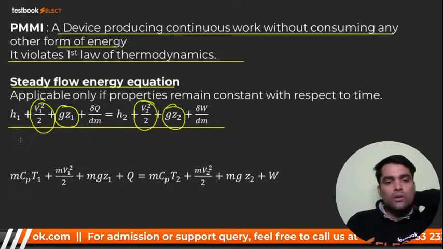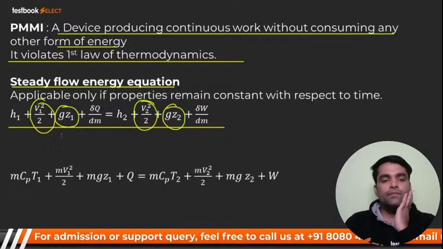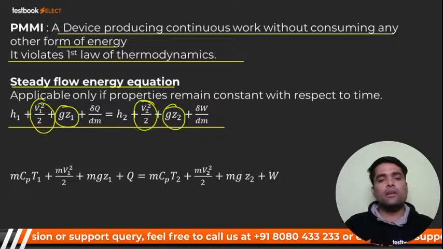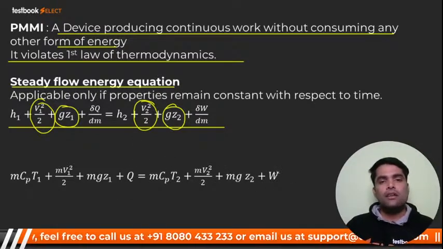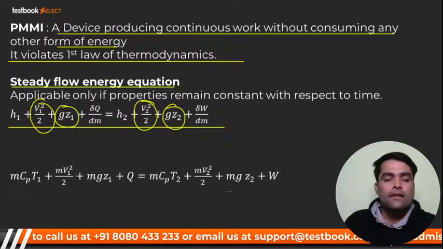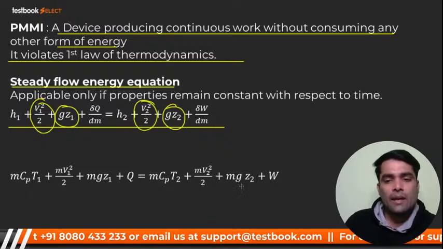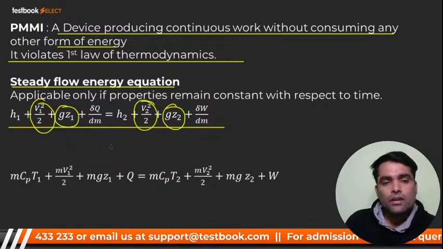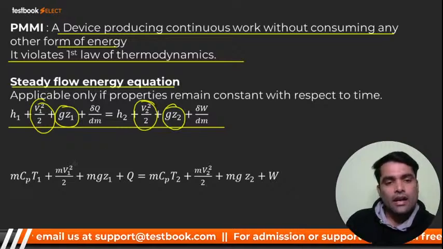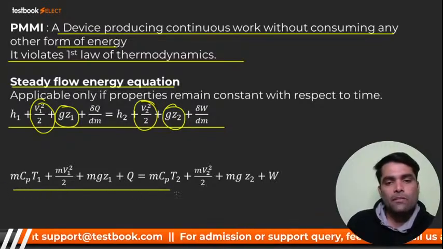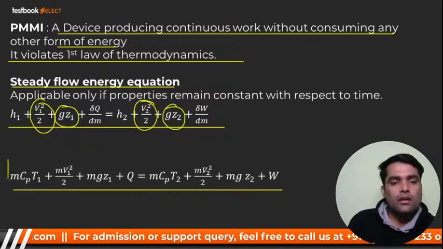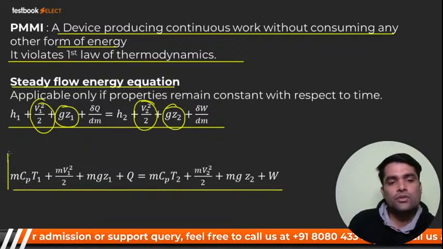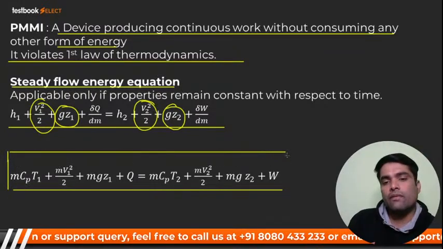ओके, सो h1 को आपने क्या पुट कर दिया? cpT1 plus v1 square by 2 plus gz1 plus q, equals cpT2 plus v2 square by 2 plus gz2 plus w कर दिया, राइट. देयर इज नो इशू इन दैट, राइट बच्चा. सो माय डियर, अगर आपने इसको ऐसा कर दिया, so right now my dear, we get this form, ऐसे फॉर्म में मिल जाएगा हमें. And this is what this is steady flow energy equation. इसको क्या बोला गया बच्चा? It is steady flow energy equation.